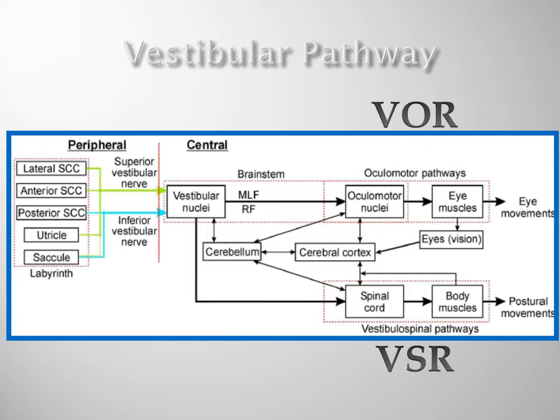Both of them, the oculomotor pathway and the vestibulospinal pathway, have an input from the cerebellum and of course finally the cerebral cortex. The oculomotor pathway and the vestibulospinal pathways are tested depending on the vestibulo-ocular reflex and vestibulospinal reflex based vestibular testing.